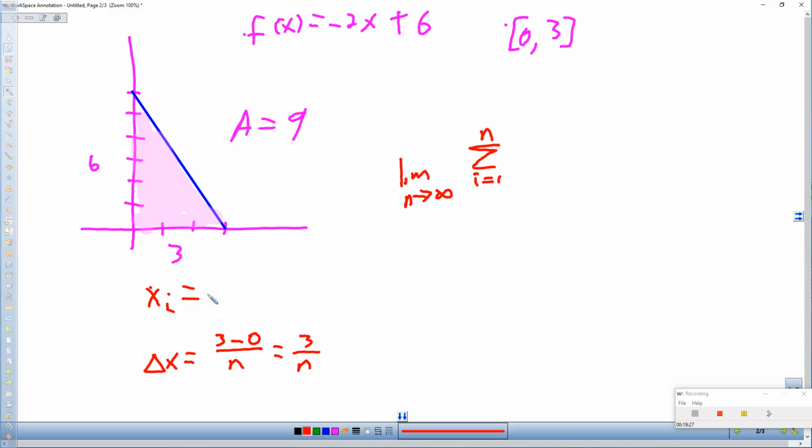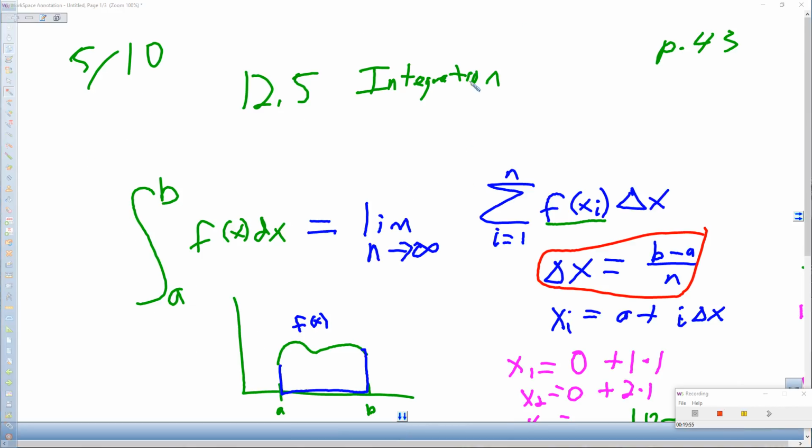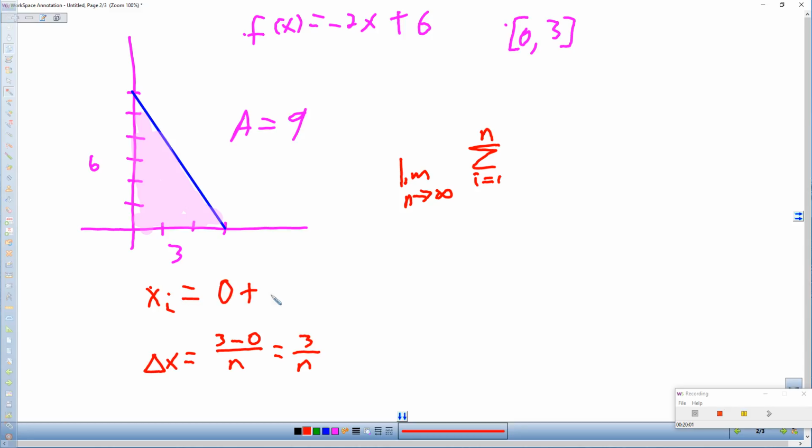Okay, now what is xi going to be? We start with 0 plus i delta x. So 0 plus i times delta x, which is 3 over n. So we get 3i over n. Is i a variable? Yes, the variable i. Okay, so we've got xi, and we've got delta x.